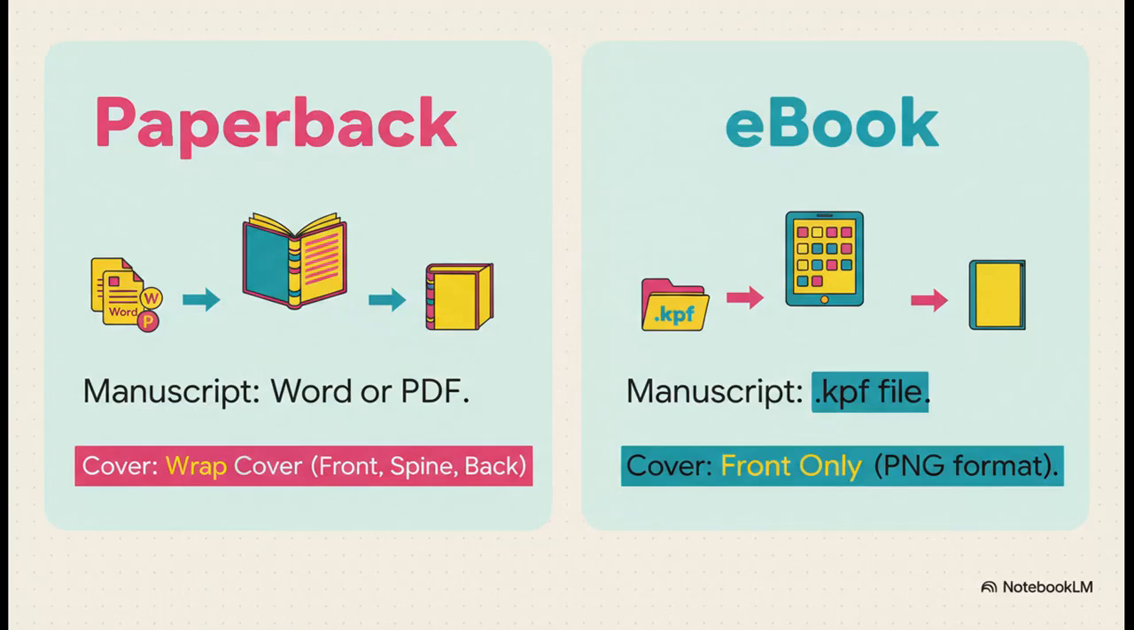We're basically creating two totally different products from the same manuscript. For the paperback, you'll need a carefully formatted Word or PDF file, plus a full wraparound cover that includes the front, spine, and back. But for the Kindle ebook, it's a special file called a KPF, and you just need a simple front cover image. Let's break down how to make them.